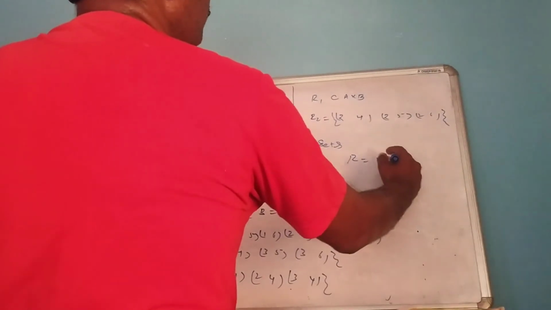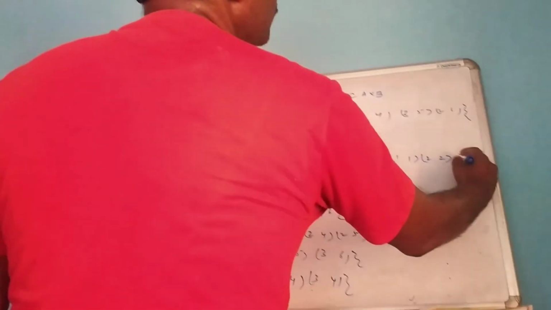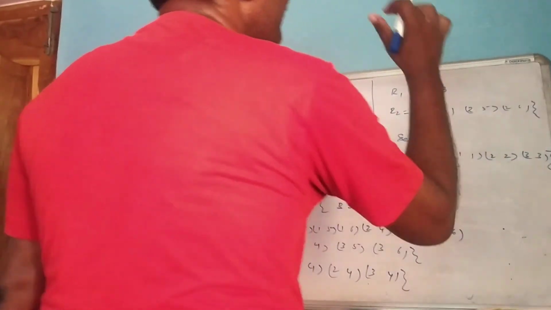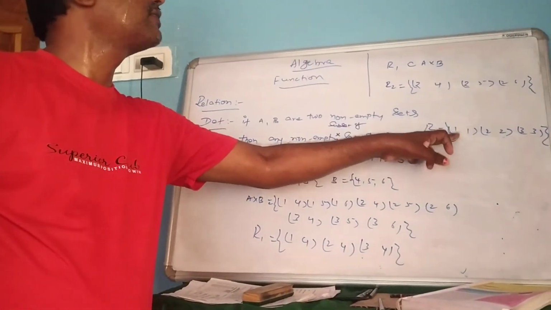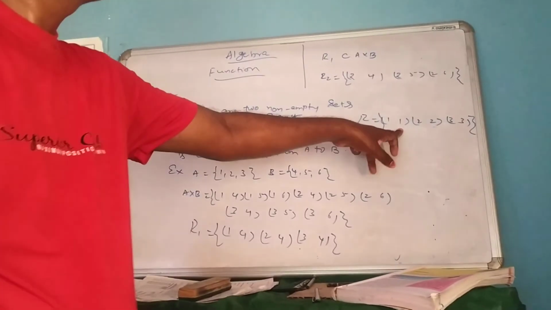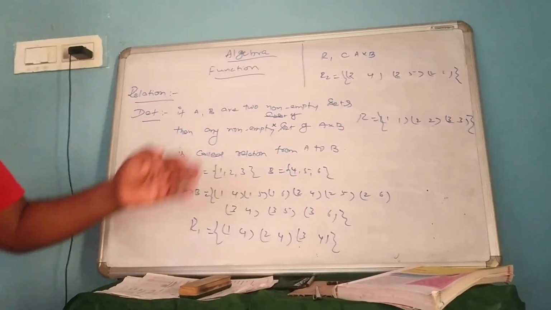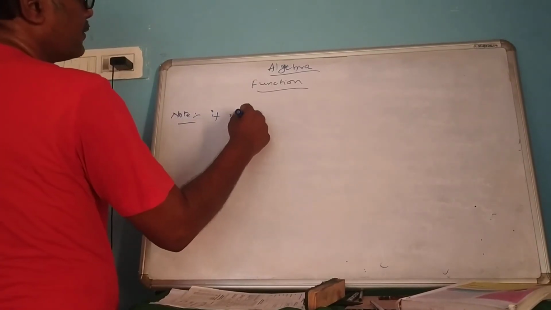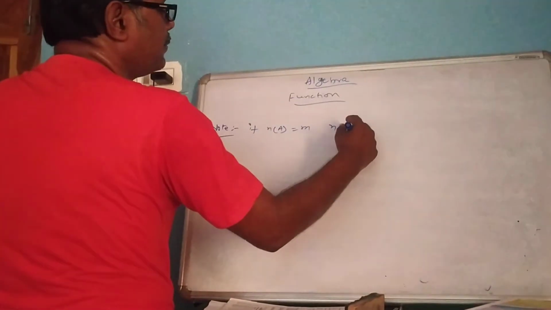Okay. Now (1, 1), (2, 2), (3, 3). This is an identity relation, because the first element and the second element are equal. This is the identity relation. Now n(A) is equal to m and n(B) is equal to n.